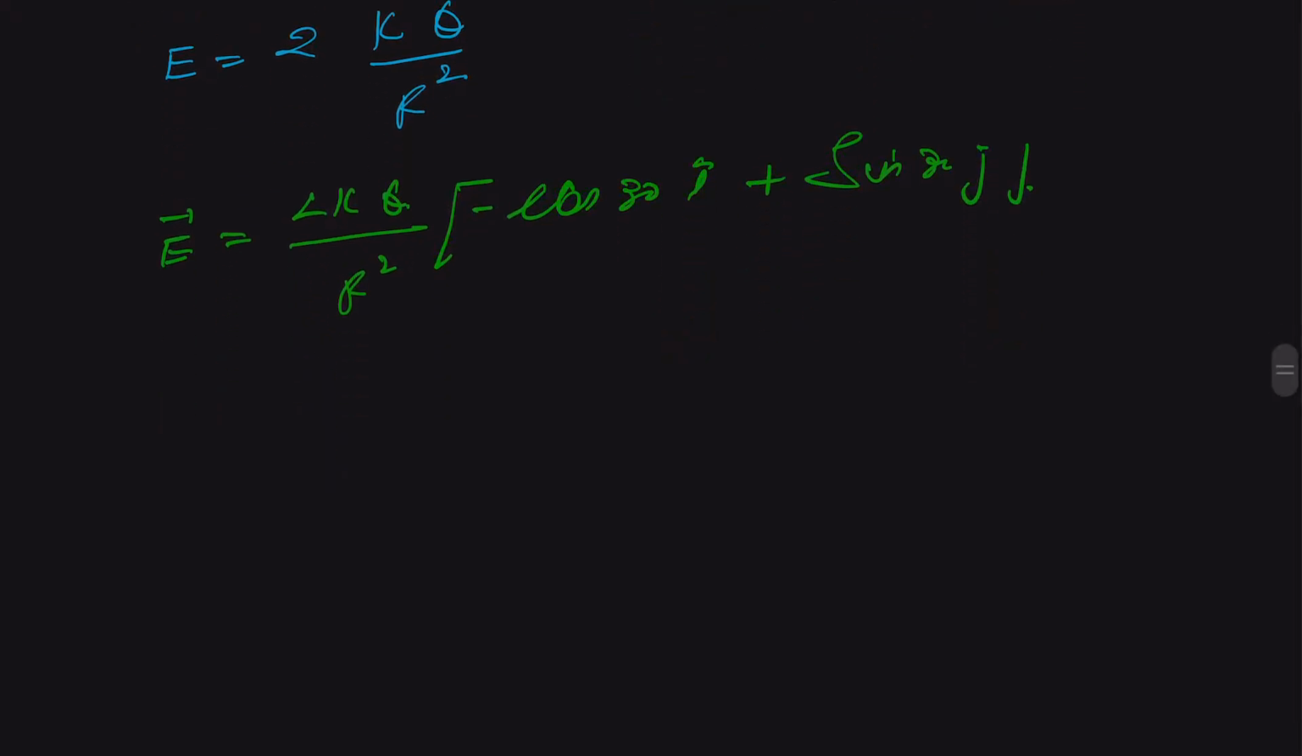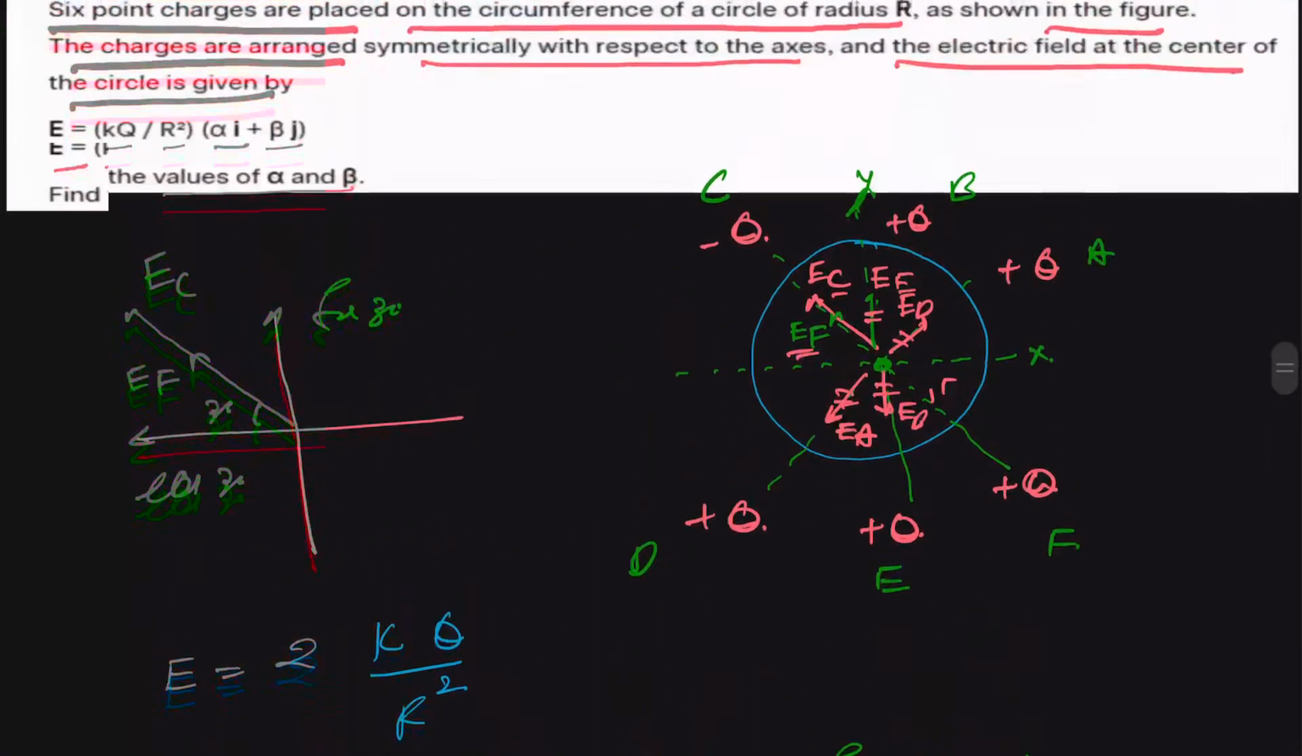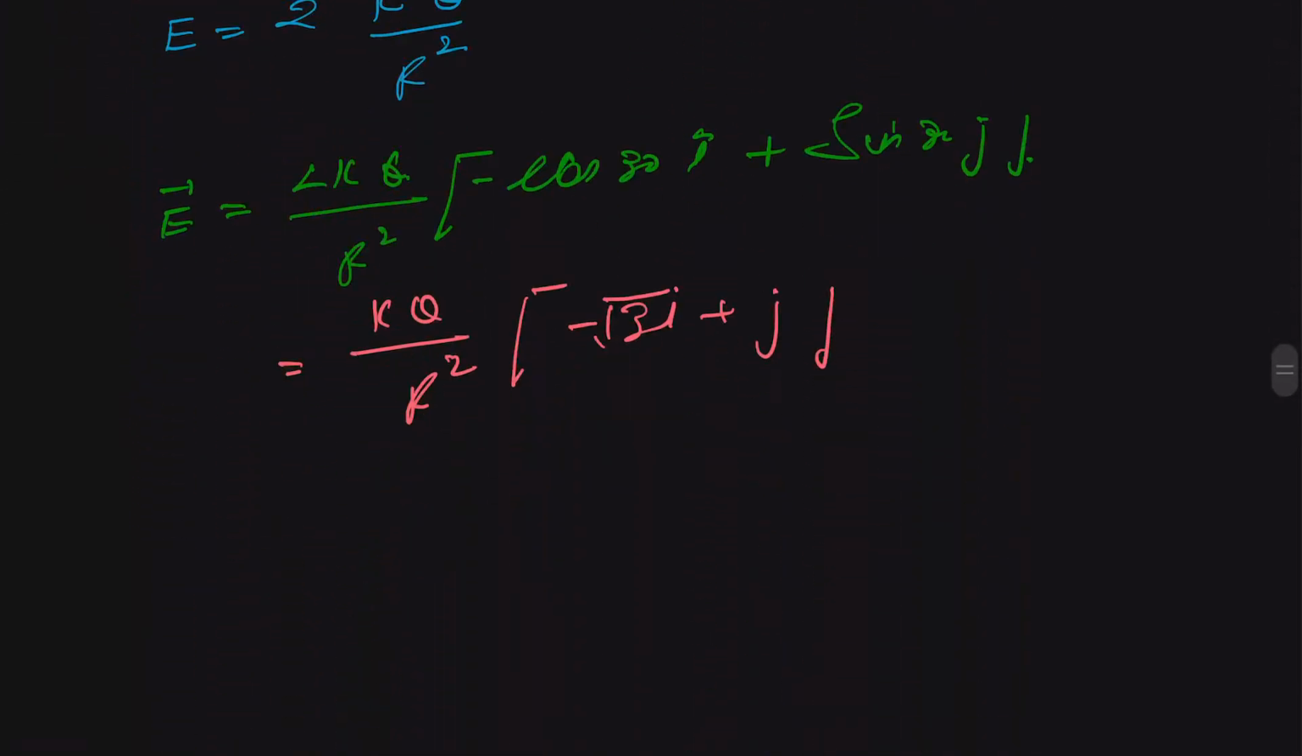So you can just cancel out 2, and this will be kQ upon r squared, and this is minus root 3 i plus j. So this is our value of alpha, and beta will be equal to minus square root of 3, and beta is equal to 1. Next question.